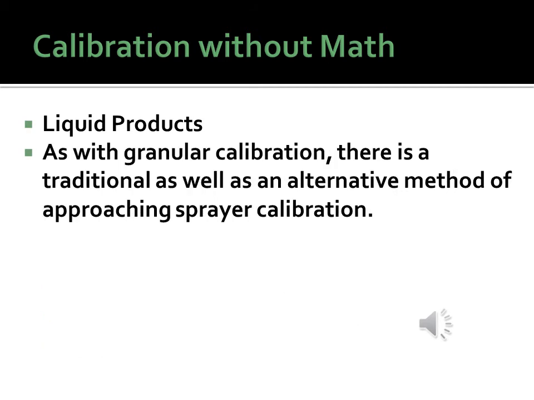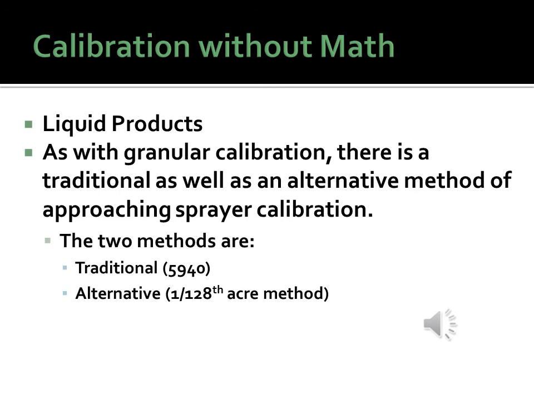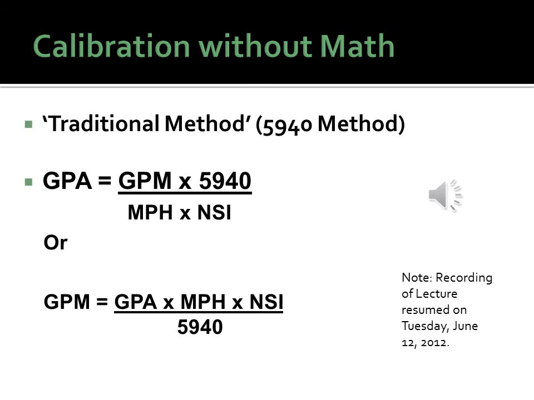And as with granular calibration, there is a traditional as well as an alternative method when approaching your sprayer calibration. These 2 methods are the traditional 5940 and the alternative, the 1/128th acre method. All right, let's start with the traditional method. The 5940 method, where our gallons per acre is equal to gallons per minute times our constant of 5940 divided by our miles per hour times our nozzle spacing in inches.